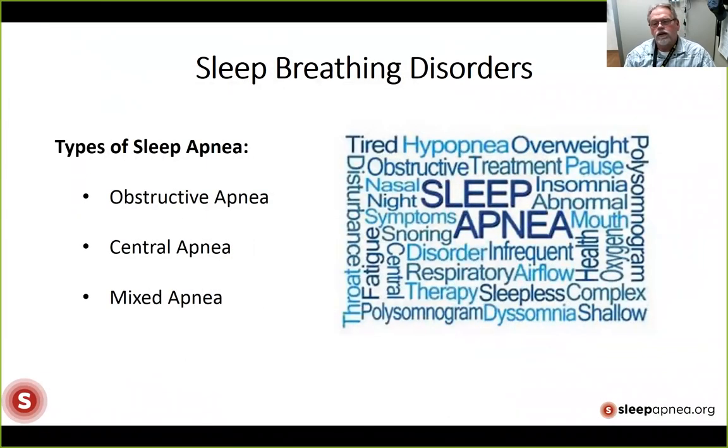So I mentioned there are basically three types of apnea. Now there are many, many types of breathing disorders, and there are types of breathing disorders that are not apneas. And we're going to define what each of these apneas are, but we're going to talk about obstructive sleep apnea, central sleep apnea, and then mixed apneas. Now mixed apnea is a hybrid, if you will, of both the obstructive apnea and a central apnea.